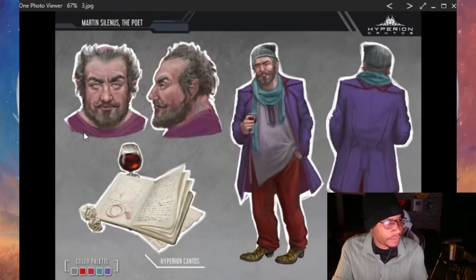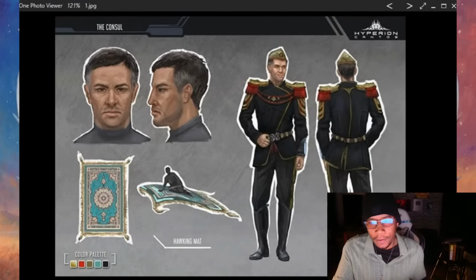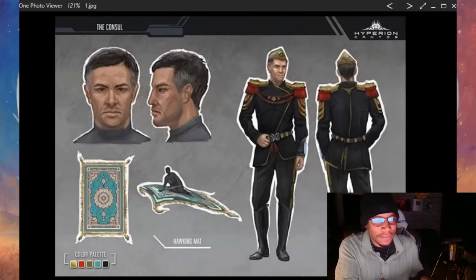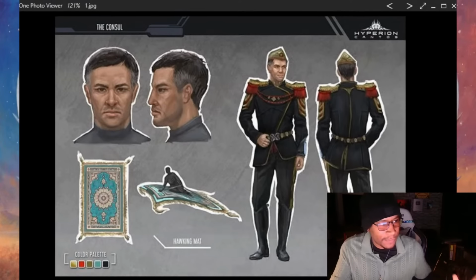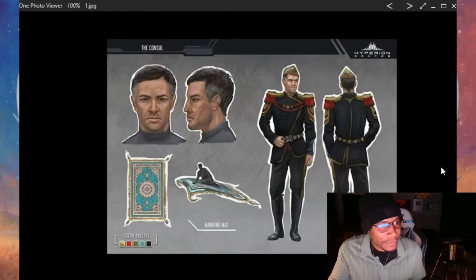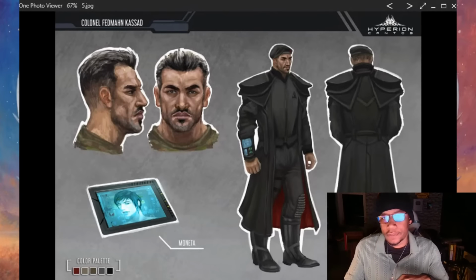All right. And there's also the Consul, the Hegemony Consul. We won't dive too much into the Consul just yet until more towards the end of the stream, because there are some reveals dealing with the Consul later in the stream. So he's one of the pilgrims, and we will get into why he's doing what he's doing later. But for right now, let's talk about Fedmahn Kassad, the soldier. Another really interesting character, and one of the 7 pilgrims, right?